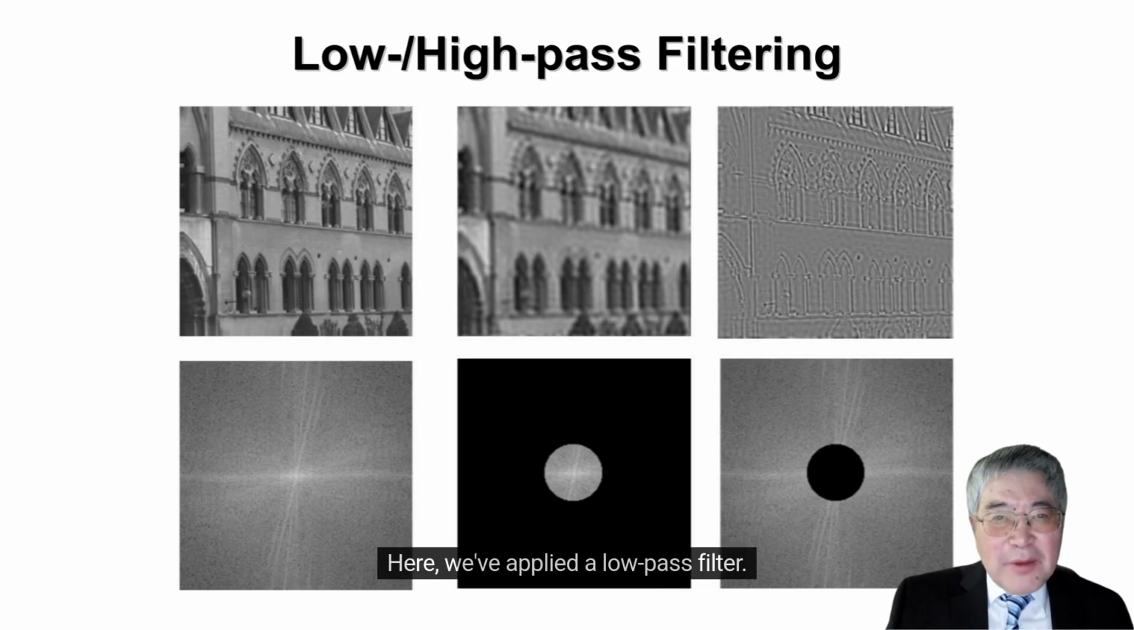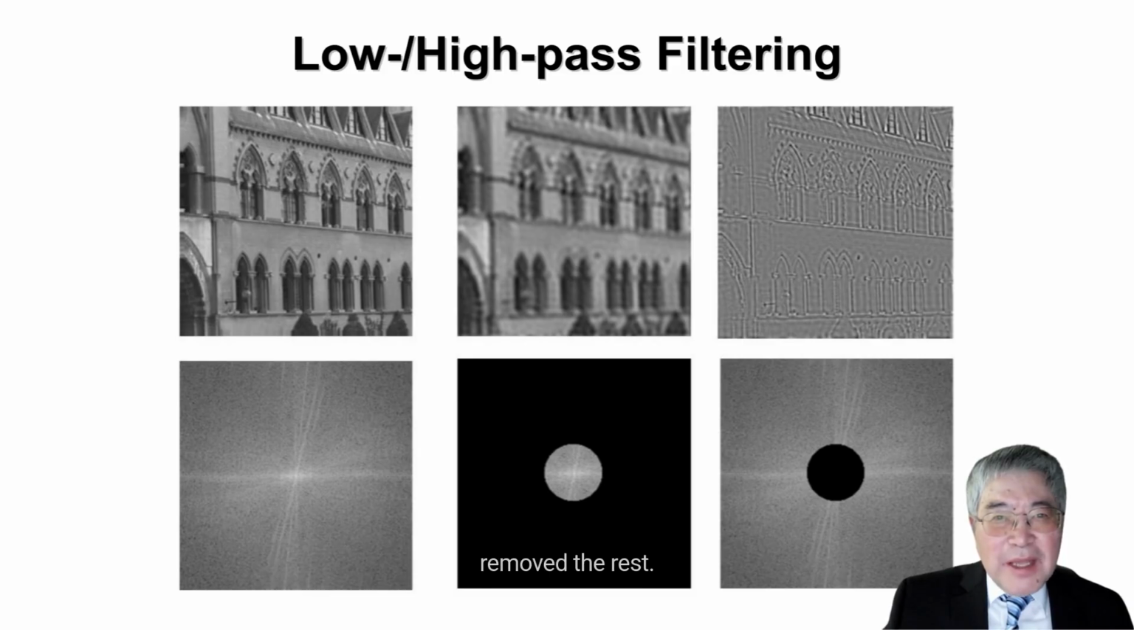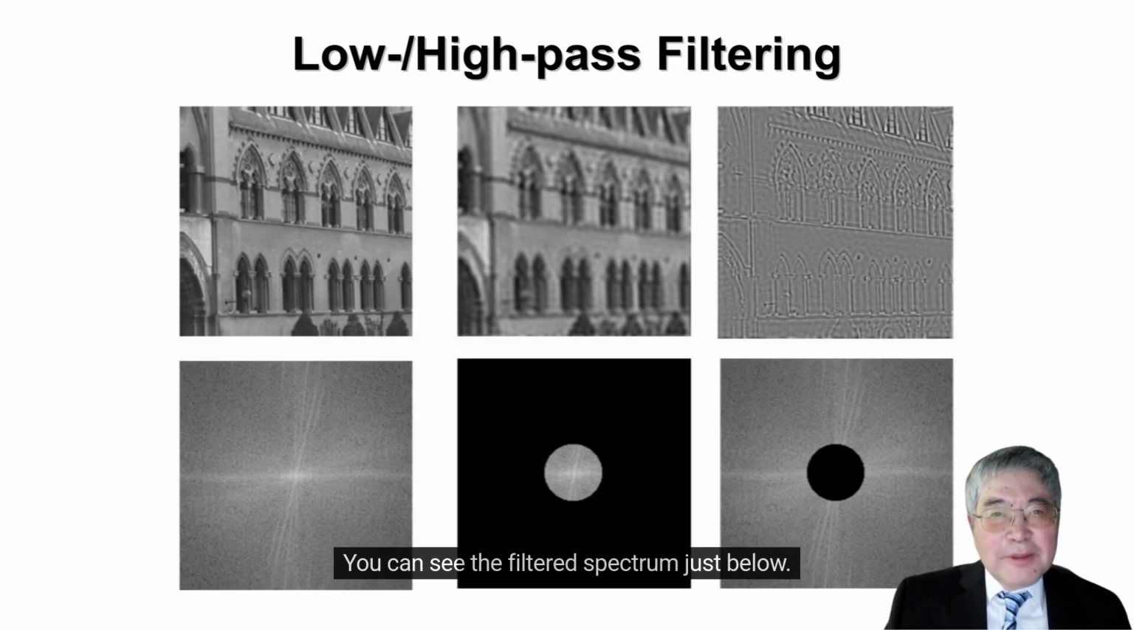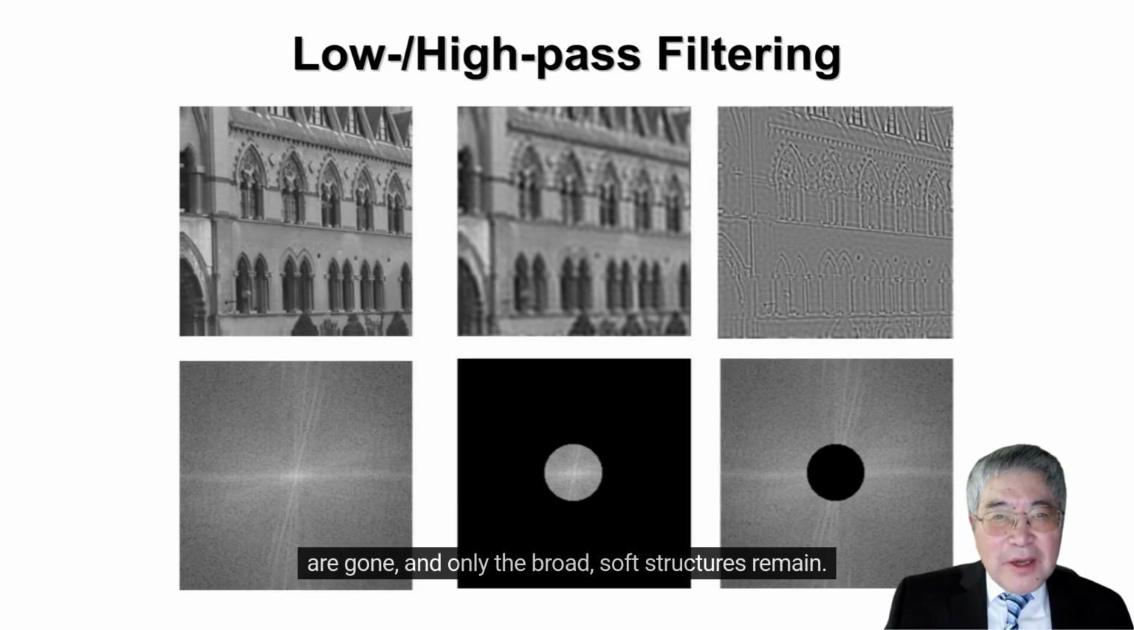Here we've applied a low-pass filter. That means we kept only the low-frequency components, those near the center of the Fourier spectrum, and removed the rest. You can see the filtered spectrum just below. The result shown in the middle image above is a smoothed version of the original. The fine details are gone and only the broad, soft structures remain.